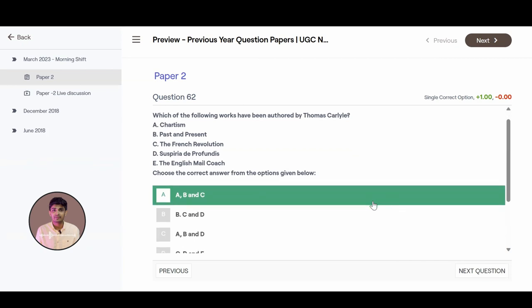All right. Chartism was a political and social commentary on the Chartist movement of 19th century Britain. Now, Past and Present examines the social and economic condition of Victorian England. And finally, The French Revolution is Carlyle's historical account of the French Revolution, highlighting its impact on society and politics. All right.